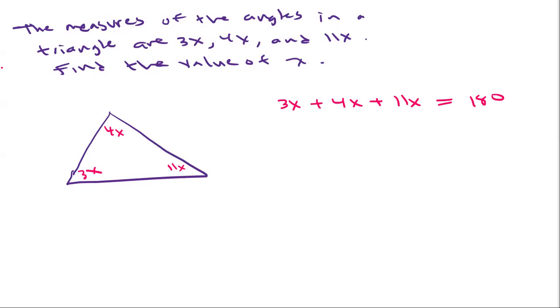So 3x plus 4x is 7x, and then plus 11x gives us 18x, right? So 3x plus 4x plus 11x is equal to 18x. And then we just divide by 18, and x will give us 10. The value of x is 10.